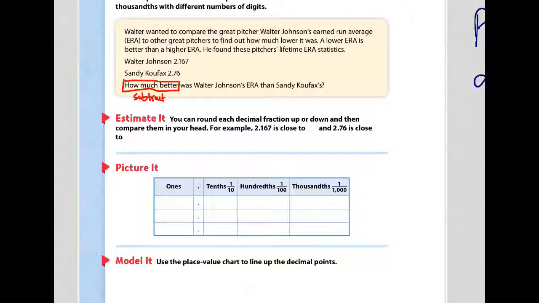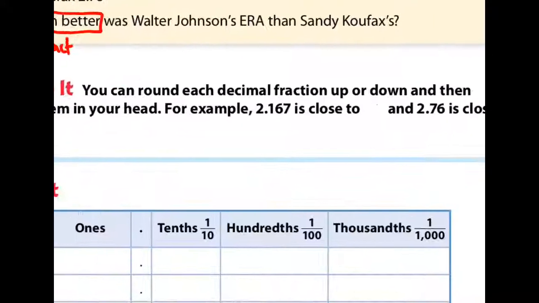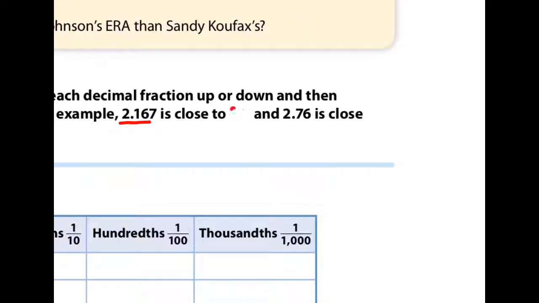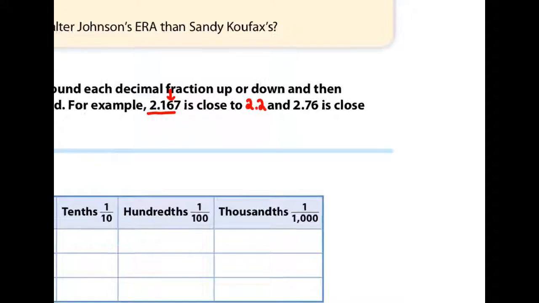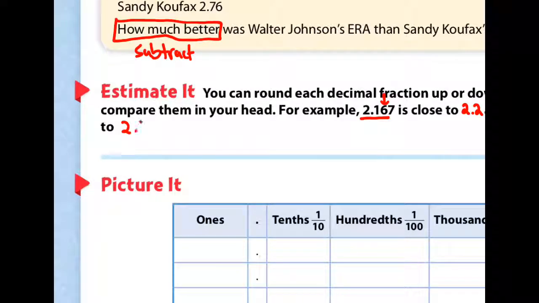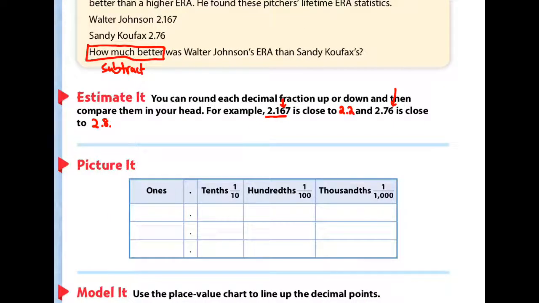First is the estimating strategy. So it says you can round each decimal fraction up or down and then compare them in your head. For example, 2.167 is close to, that would round to 2.2 because that 6 rounds the 1 up to a 2. And 2.76 is close to 2.8. And that is because the 6 rounds the 7 up to an 8. And then you can compare those in your head. You can compare 2.8 minus 2.2 to come up with an estimate.